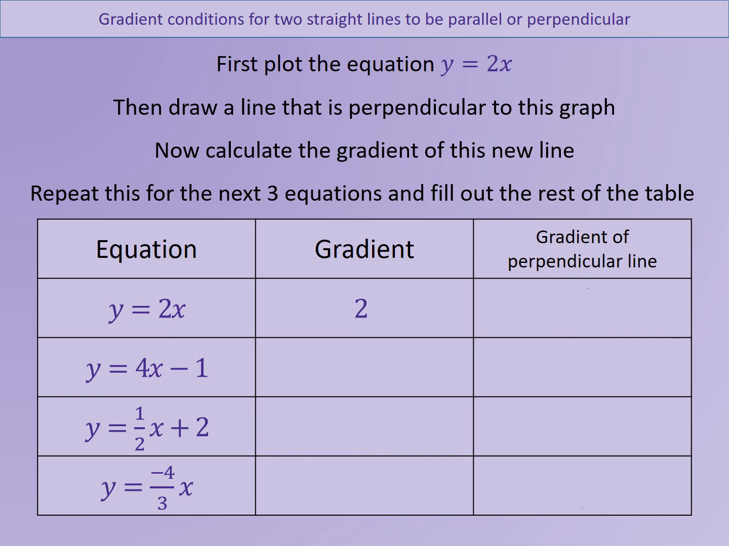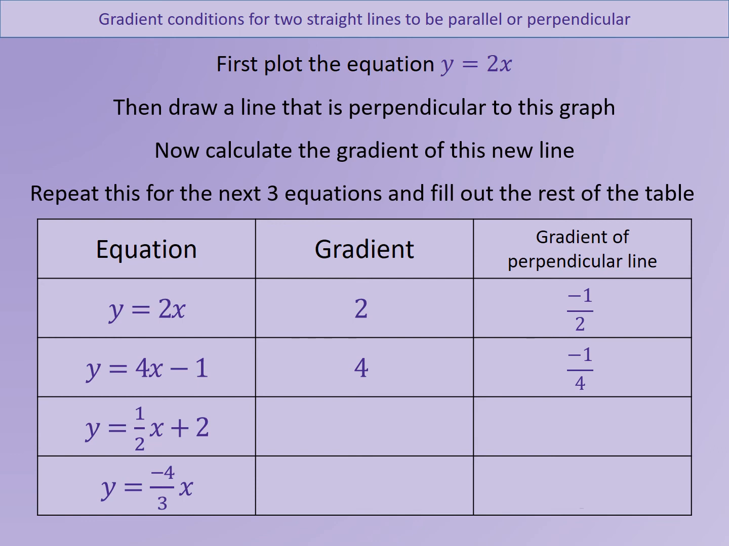So y equals 2x, the gradient of 2. You can either see that from the equation itself, or if you've plotted the graph you will be able to find it from there. And if you have done your perpendicular line correctly, you will find that there is a gradient of -1/2. Similarly, with the second line, we can either draw the line and find it to be 4, or we can see that it's 4 from the equation itself. And if I draw a line that's perpendicular to that one, we would find that the gradient is -1/4. So there's definitely a pattern developing there.